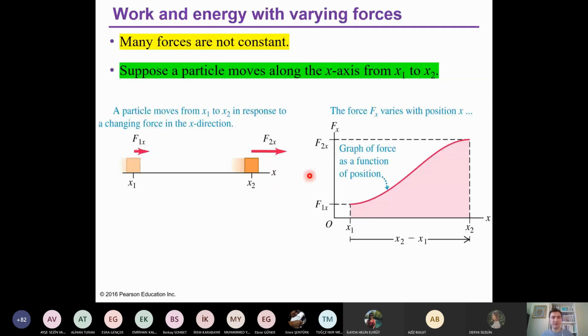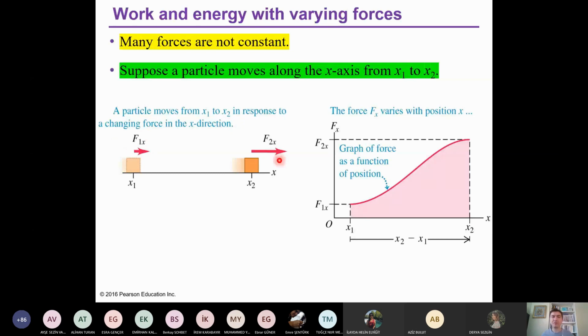Here you see a particle, a box, let's say, on this surface. And this is the initial position of the box, x1. And we apply a force on this box to the right side. This is F1x. And here we have the same box, now in the second position, or final position. What do you see here? We have another force acting on this box. This force is bigger than the initial force. So the force is not constant.